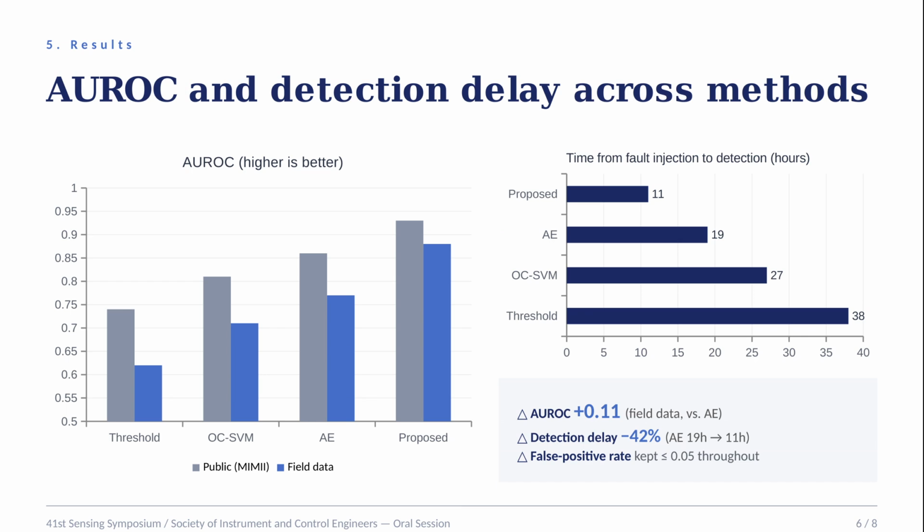The proposed method achieves the best AUROC, and it improves by 0.11 compared with the autoencoder in the plant setting. Just as importantly, it detects faults much earlier, cutting detection delay from 19 hours to 11 hours. That is about a 42% reduction, while keeping the false positive rate at or below 0.05.